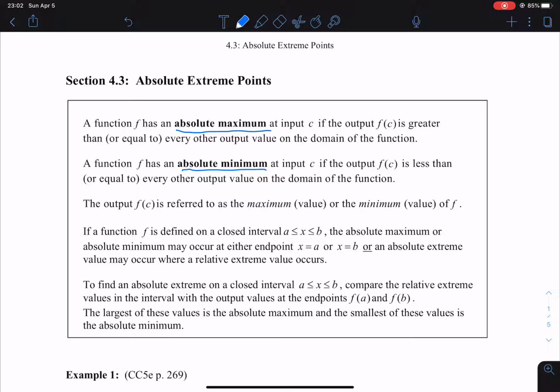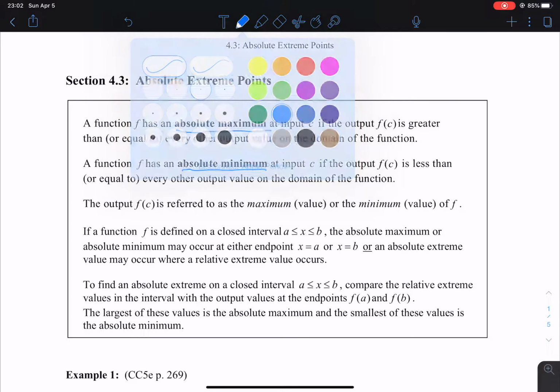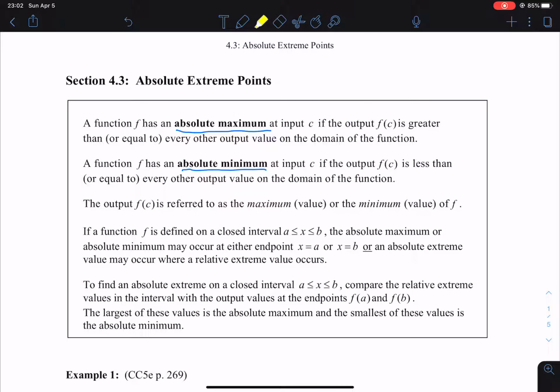A function f has an absolute maximum at input c if the function value f of c is greater than or equal to, the keyword here is actually the every, and similar for the absolute minimum, then every other output value on the domain of the function.